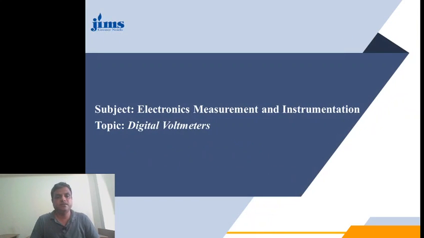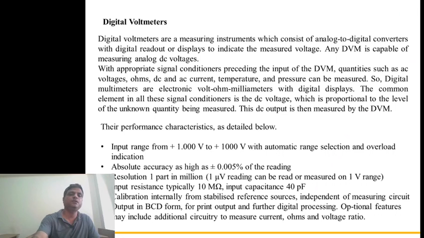In this lecture, I am going to discuss a digital voltmeter. Digital voltmeters are measuring instruments. Basically, a digital voltmeter consists of an analog to digital converter, which has a digital readout and digital display. Any DVM is capable of measuring analog DC voltages with an appropriate signal conditioner preceding the input of the DVM.